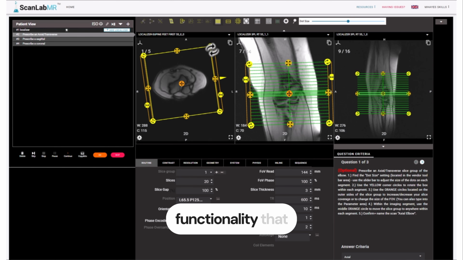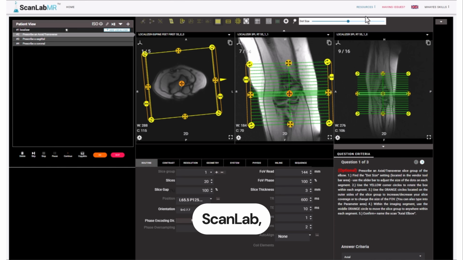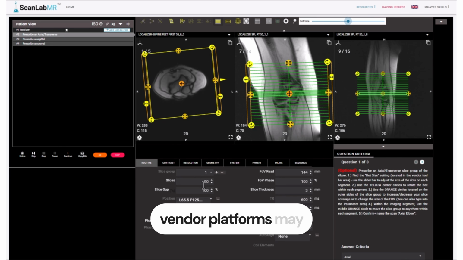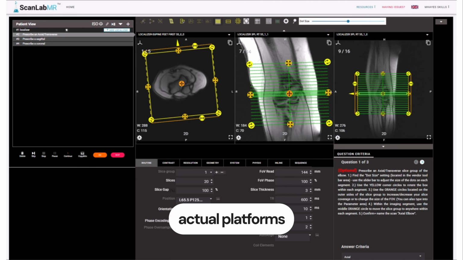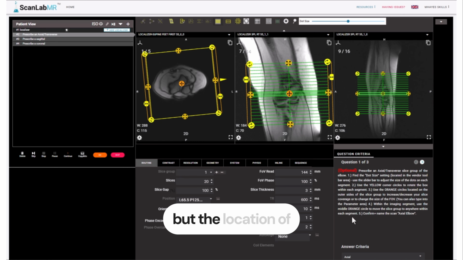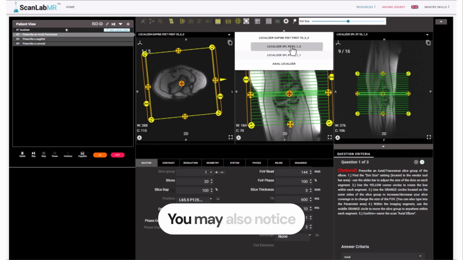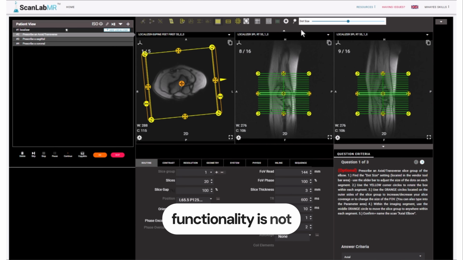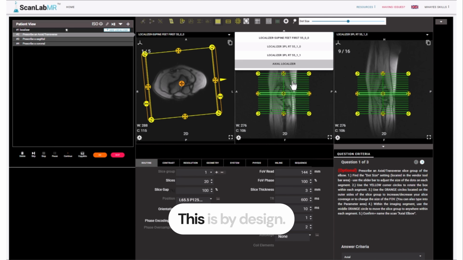Due to some additional functionality that exists within ScanLab, you may notice that some functionality within our available vendor platforms may be slightly different than the actual platforms themselves. But the location of those functions will still be where you would expect them to be. You may also notice that certain vendor viewing and processing functionality is not available within ScanLab. This is by design.